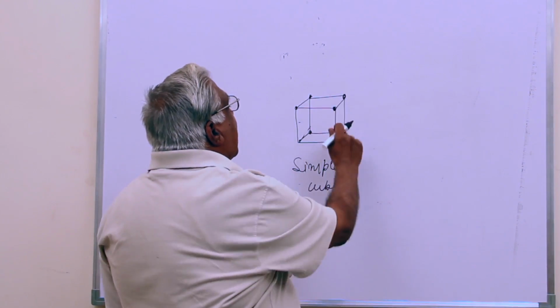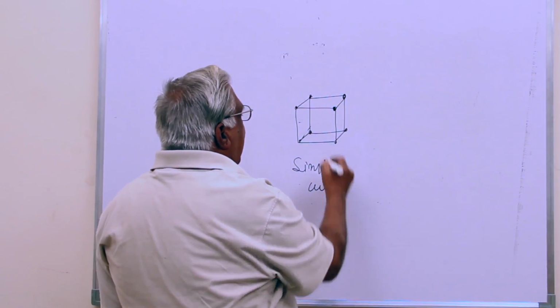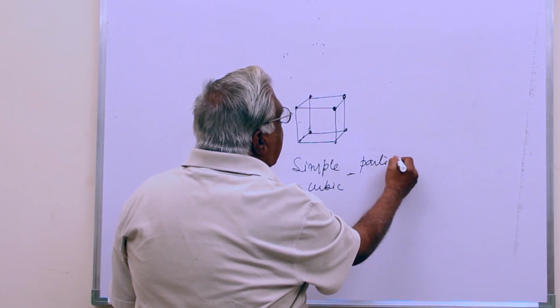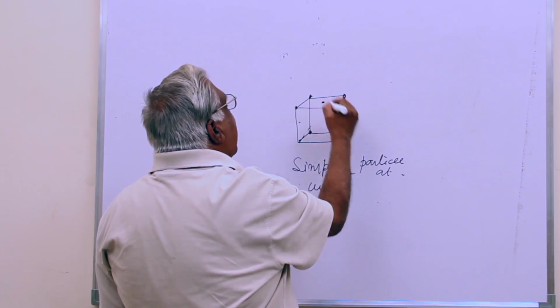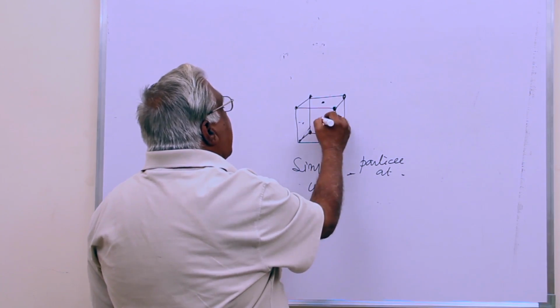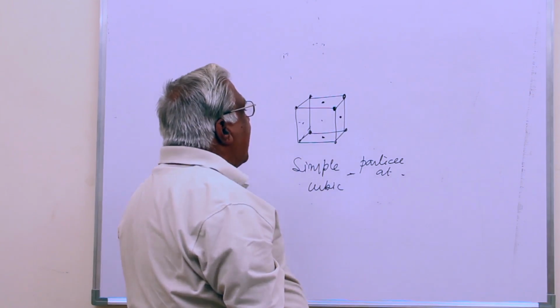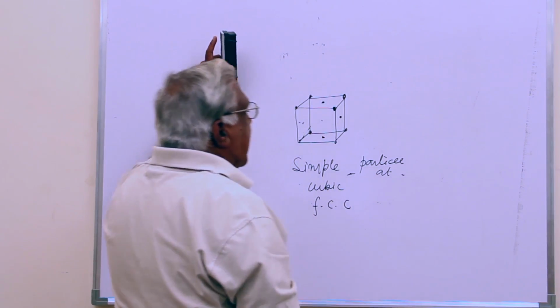Now, these are all called faces, 1, 2, 3, 4, 5, 6 faces. So it's a simple cubic cell which contains particles only at the corners of the cell. Now, this is the center of a face, this is the center of a face. There can be 6 faces like this, and in the center of each face you have a particle. We call it a face-centered cubic unit cell.